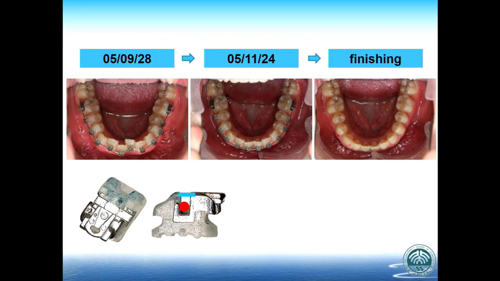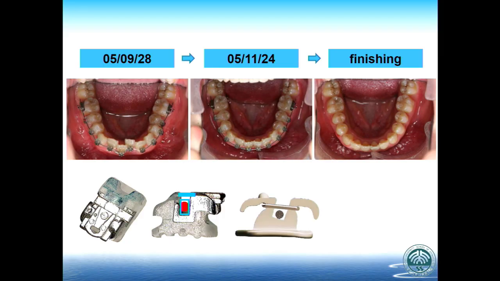This is a crowding case. At first, we use a round 0.14 wire and passive self-ligating brackets. So you get a little bit of crowding relief, but you can't get everything done. What can we do? We increase the size and the shape of the archwire. We use a rectangular archwire, and then you will get a very aligned arch.